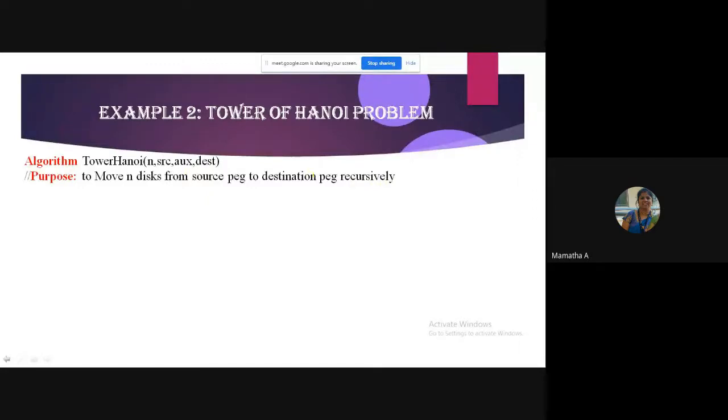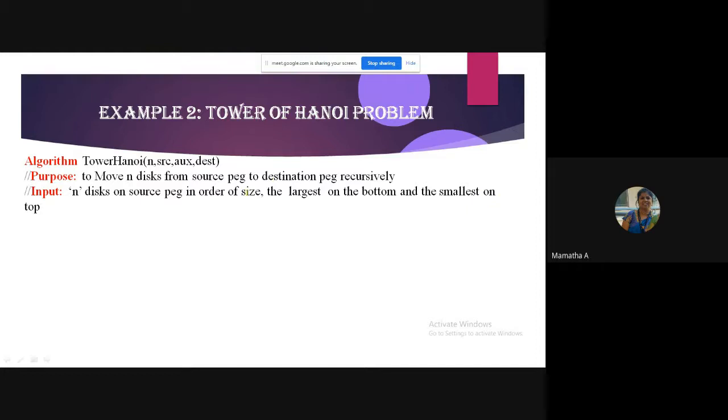Okay, what is the input now? What are the inputs to my algorithm? What is the initial condition for this algorithm? N. So the initial condition, the input: n disks are placed on the source peg in the order of size, that is, the largest on the bottom and the smallest on the top.